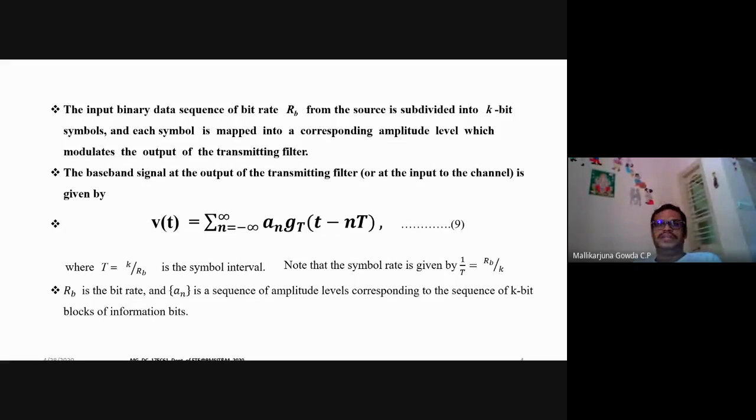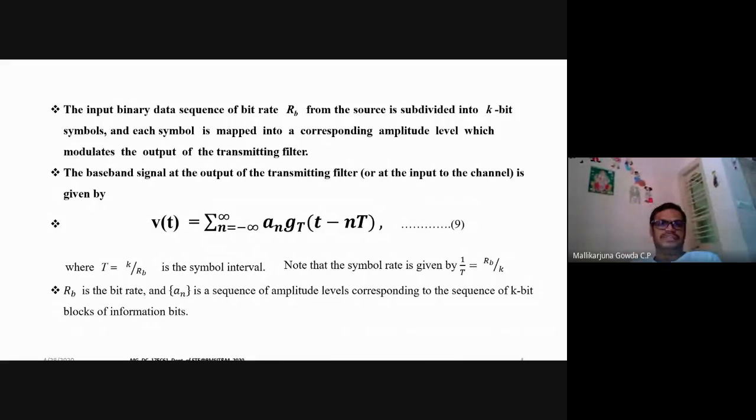I gave an example: when the value of k is 2, how many amplitude levels will I get, and when k equals 3, how many amplitude levels do I get? I said when k is equal to 2, 2 bits is one symbol, so I can have 4 different amplitude levels. For 00, plus 3 volts I can take. Then for 01, say plus 1 volt. Then for 10, minus 1 volt. And for 11, say minus 3 volts. Similarly for 3 bits also, you can decide, with 3 bits from 000 to 111.